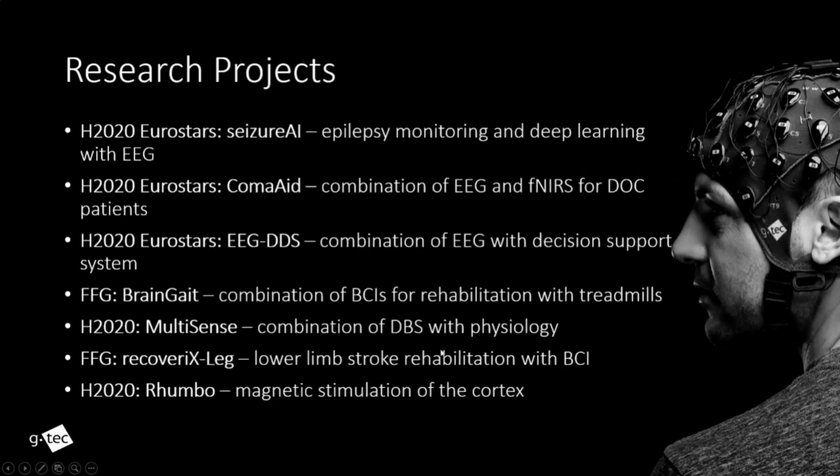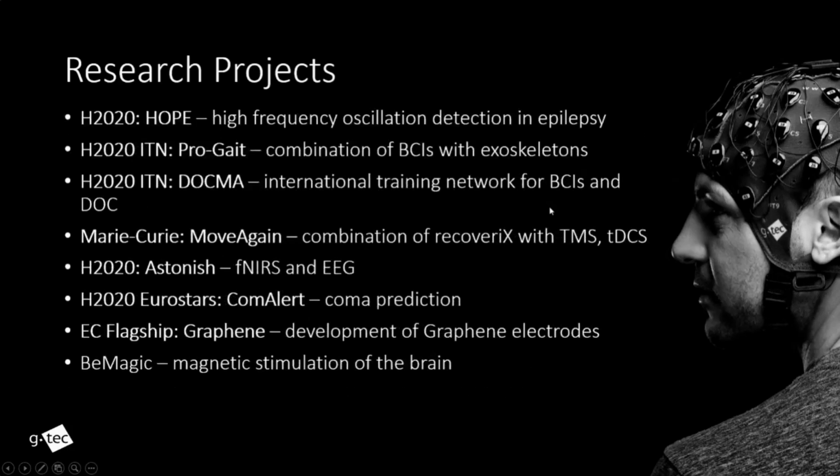For example, the recoveriX, which is well known for the recovery of stroke patients. Our existing unit is for upper limb, so we are working on the lower limb now. And more people are asking for the fNIRS device with the EEG. So you can see we're doing quite different kinds of application, all based on EEG and BCI stuff.